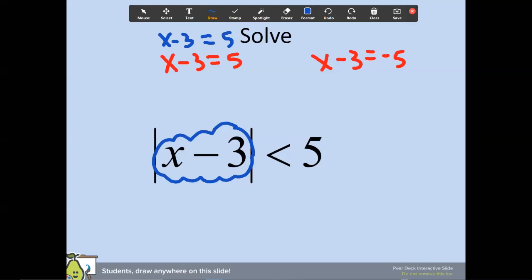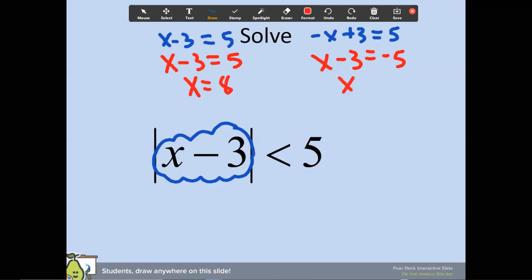I'm making my 5 positive and negative. Some classes are making the x minus 3 positive and negative. So that means that you would be working out -x plus 3 equals a positive 5. Okay, either do it all in blue or all in red. Okay, I'm going to do it in red. So I get x is equal to 8. I get x is equal to -2. And so that is going to give me on my number line a -2 and an 8.